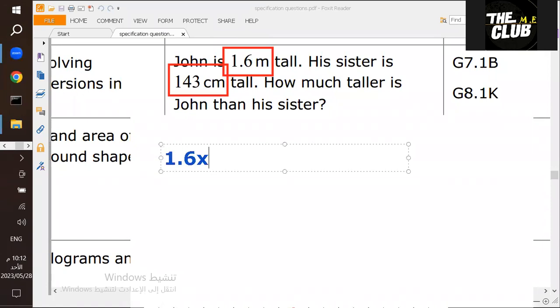1.6 times 100 is 160. Yes, it is. So it's going to be 160 centimeters.